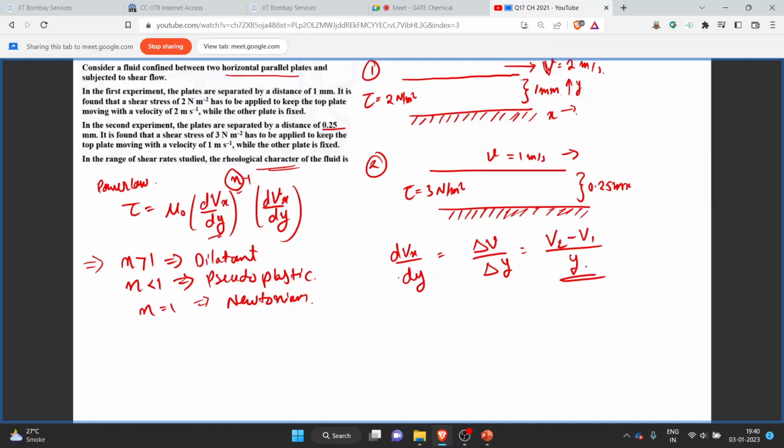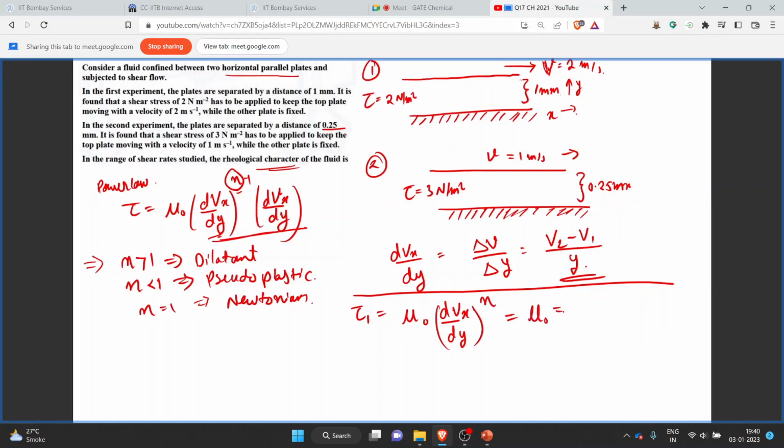Now for both the cases, we can write tau is equal to mu naught, dvx by dy raised to n. Now the value of mu naught we don't know, and dvx by dy for case 1, we can write the velocity was 2 meter per second, that is 2 upon 1 mm is 10 raised to minus 3 meter, raised to n, and the shear stress applied was 2 Newton per meter square.